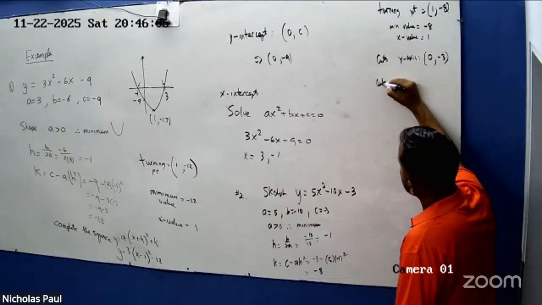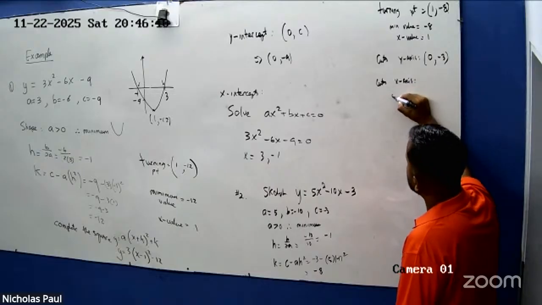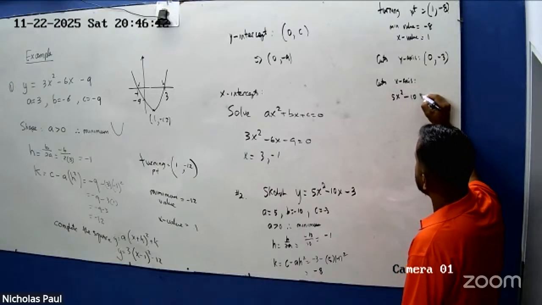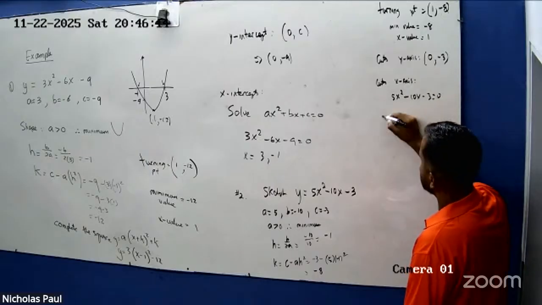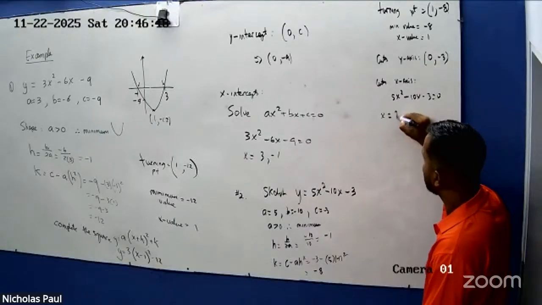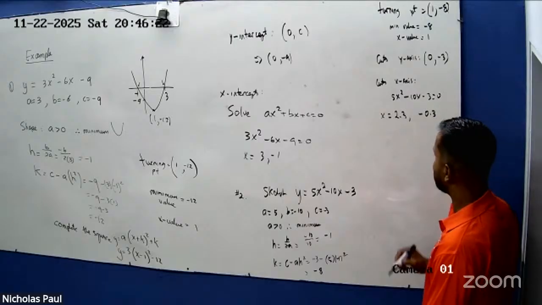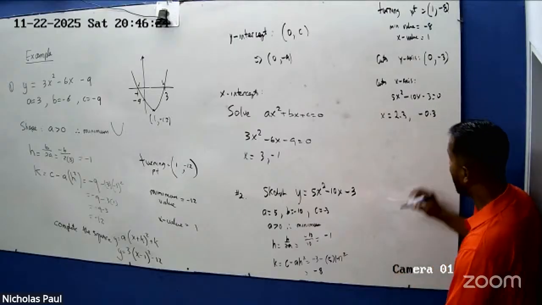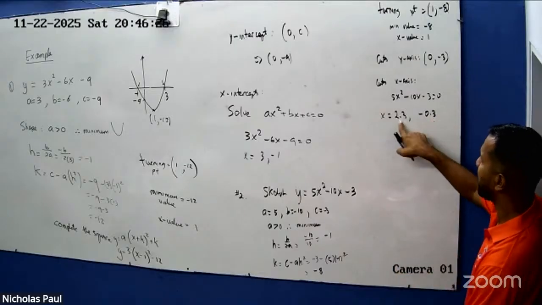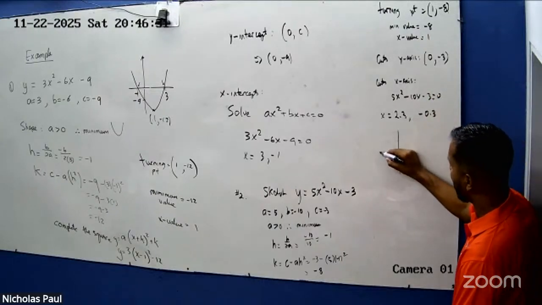And then where it cuts the x-axis, all I have to do is solve 5x squared minus 10x minus 3 equals 0. And we got 2.3 and -0.3. Nice. So I have a negative value, a positive value, and negative here. So I have an idea where everything is.